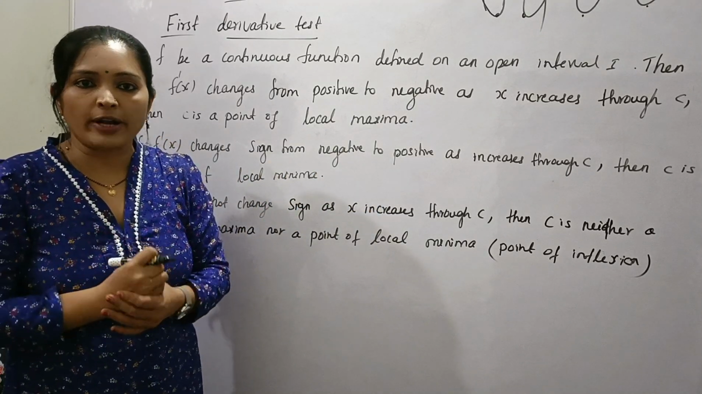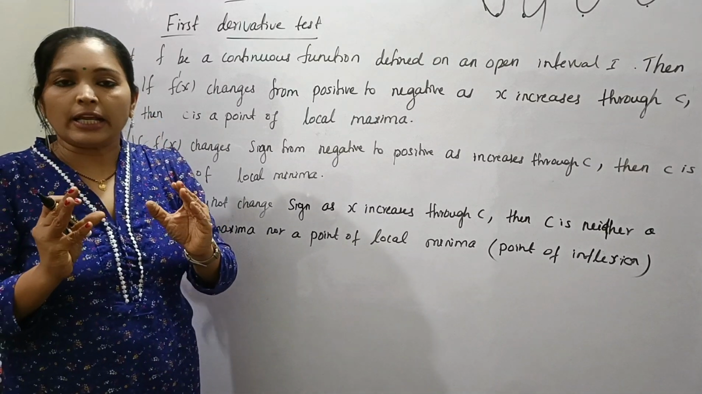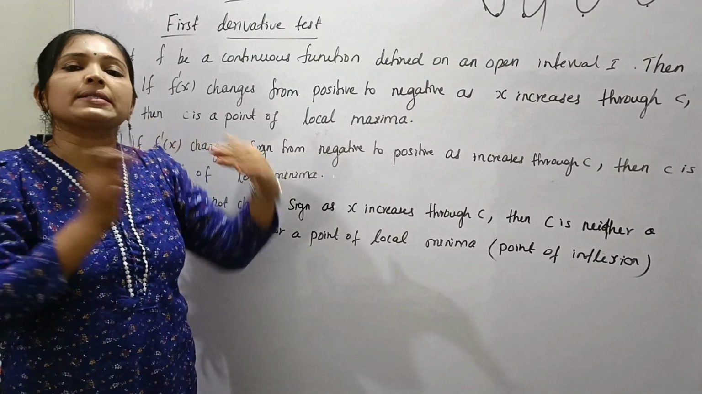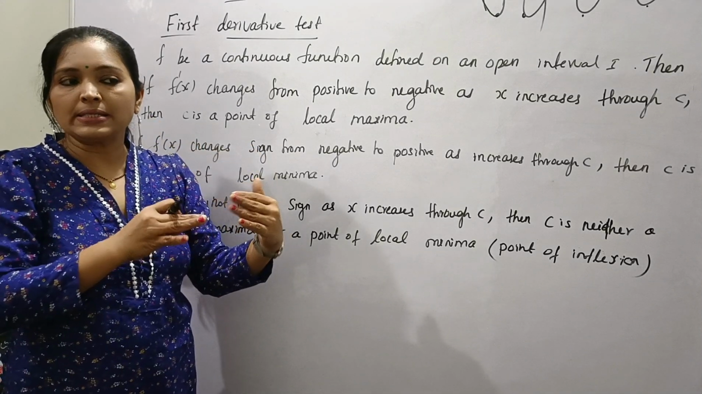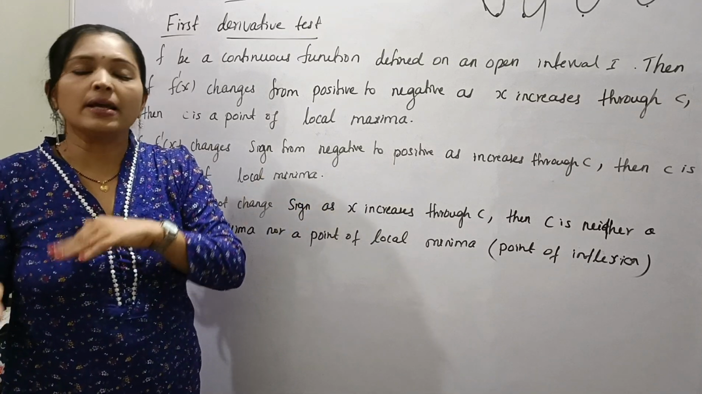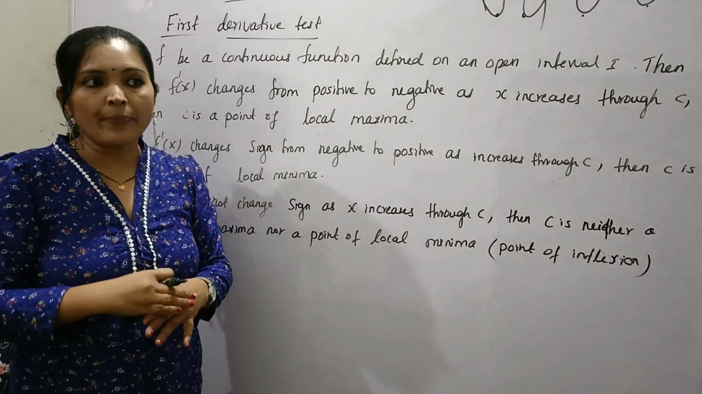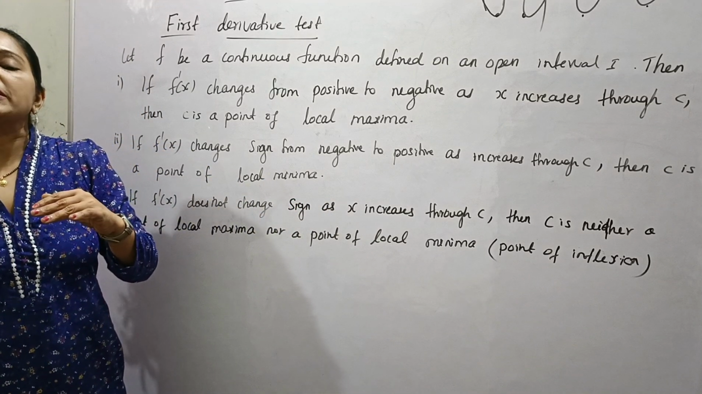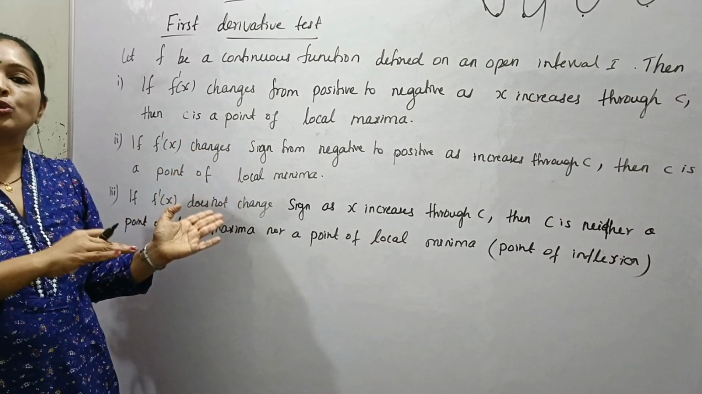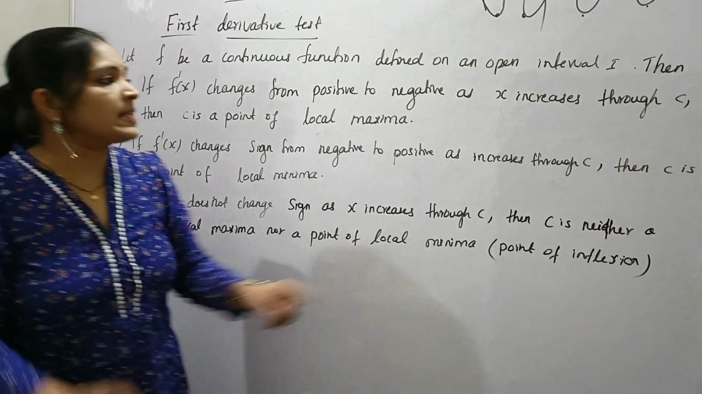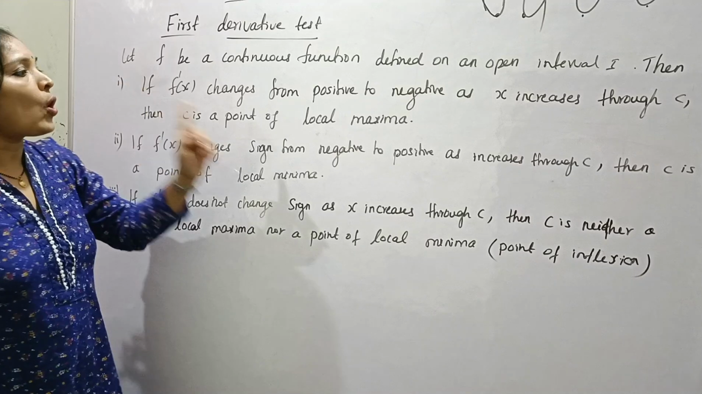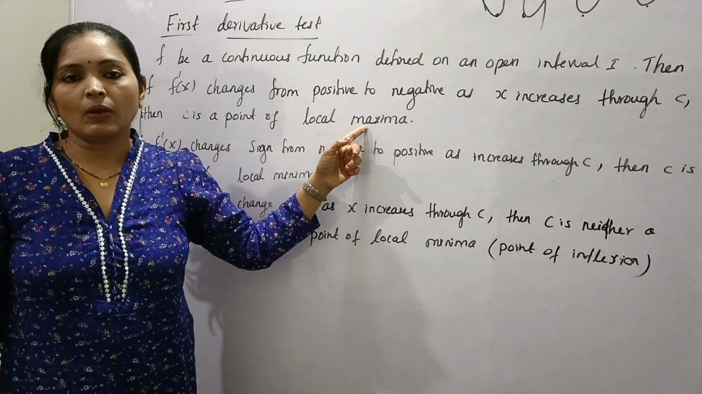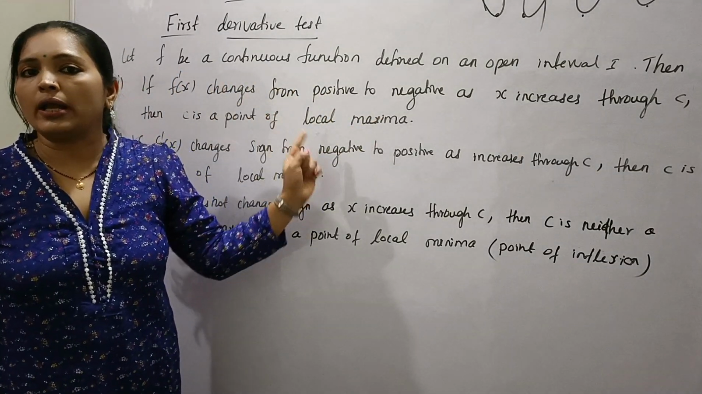So this f dash of x changes from positive to negative as x increases through c, means here we will get the critical points, right? So we will take that critical point, and when x tends to c, from the left side to the right side, if its value changes from positive to negative, then we say c is a point of local maximum.